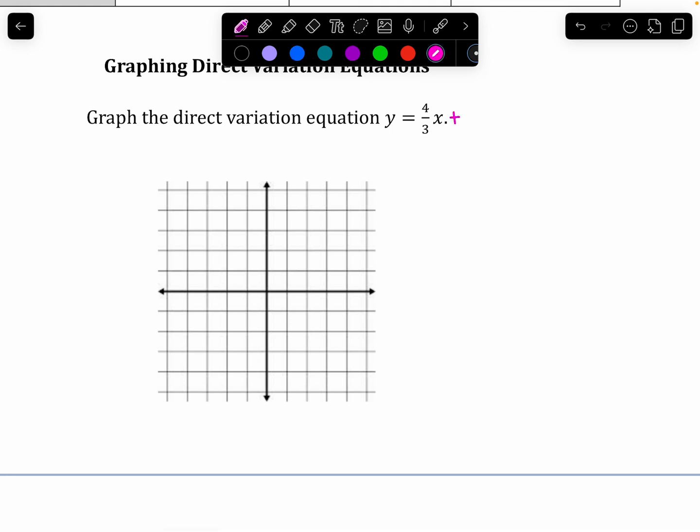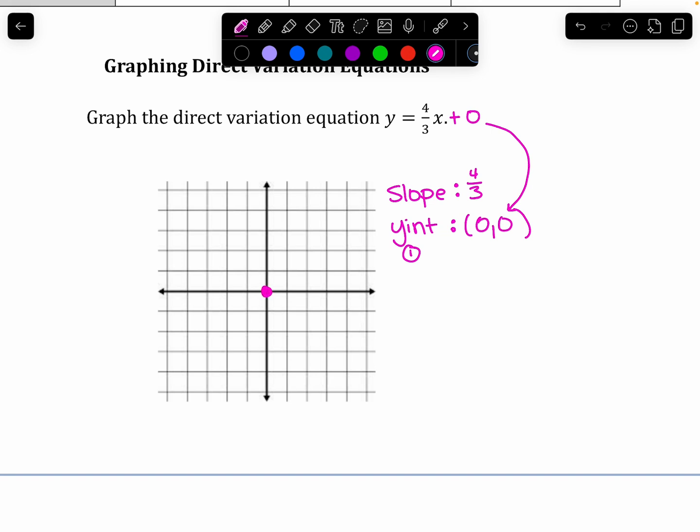We are going to graph this direct variation equation, and remember that since it's in the form y equals mx plus b, my b value is just 0. So what I can do is write down my slope, and I can write down my y-intercept. My y-intercept will always be the origin. No matter what with direct variation equations, it will always be the origin. And then your slope is your k value, or your m value.